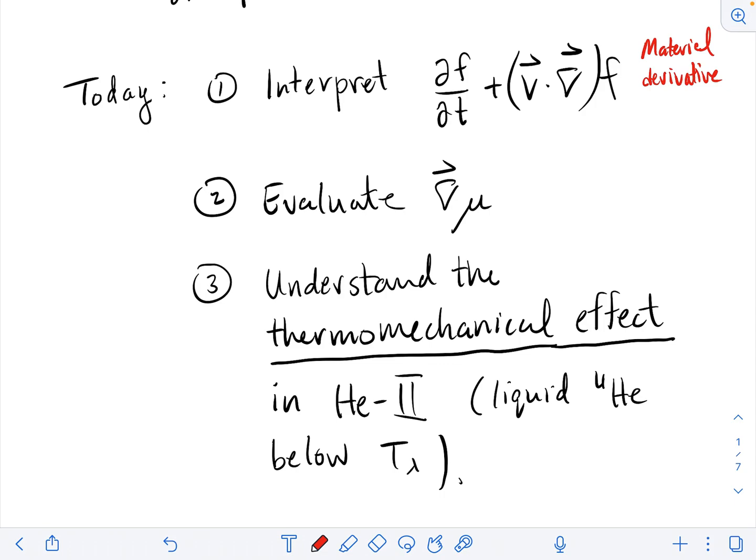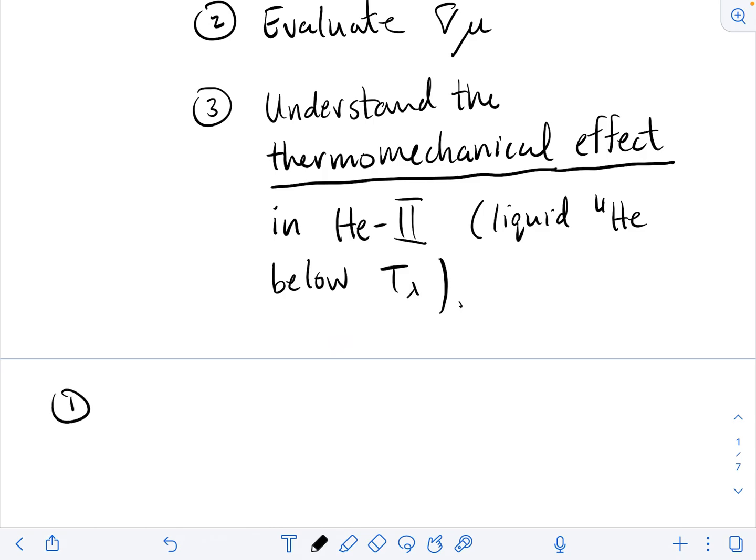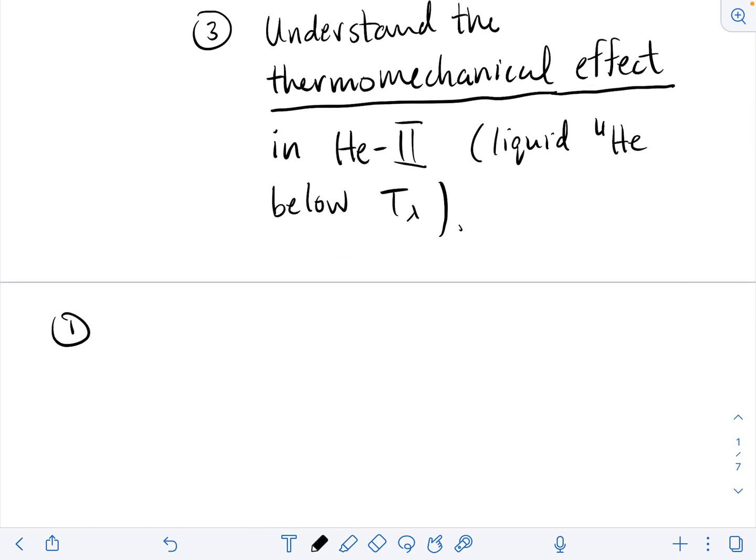What will happen is we'll be able to understand the so-called thermomechanical effect in helium-2, or a bath of liquid helium that's been cooled below the superfluid transition temperature. In particular, what we hope to be able to do is to explain the fountain effect demonstration that we saw in an earlier video. Okay, so let's begin, and we'll start with part one, which is interpreting the material derivative.